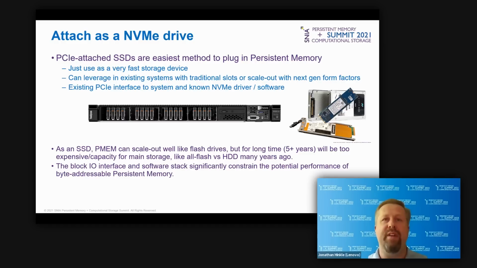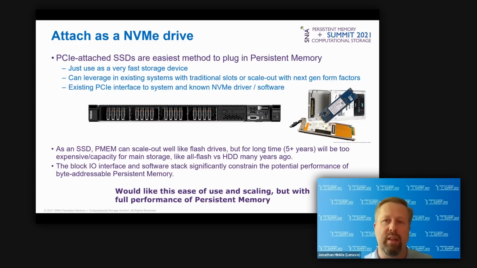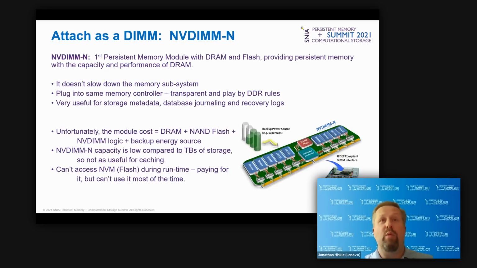Also, the block I/O device is really an interface that is intended for this slower device, and the software stack itself to access that is much slower than what we'd like for persistent memory. It actually can constrain the performance significantly. So we're not really unleashing all that performance that comes with persistent memory inherently. We'd like this ease of use and scaling, but we really want the performance that you can get with persistent memory. So we want that performance.